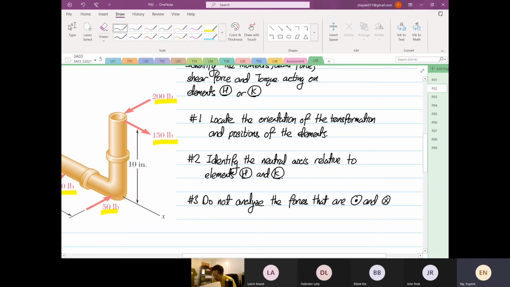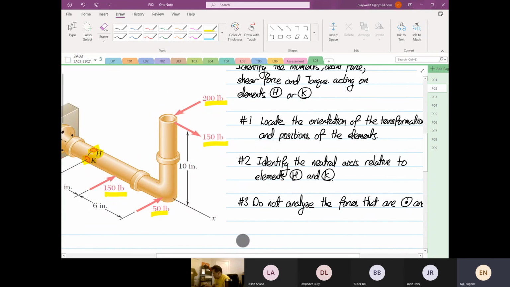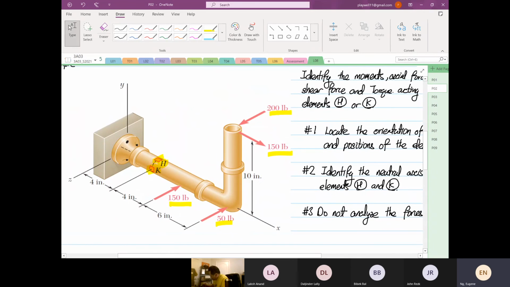Okay, don't worry. You say, oh, what is this? Don't worry, I'll elaborate. So the first thing is to locate the transformation. What do I mean by transformation? So you have your x, this is your y, and this is your z-axis. If you were to draw this, this is our transformation relative to the elements that we will not change at all. If you change this, it gets really confusing. So this is your x, this is your y, and that is your z.